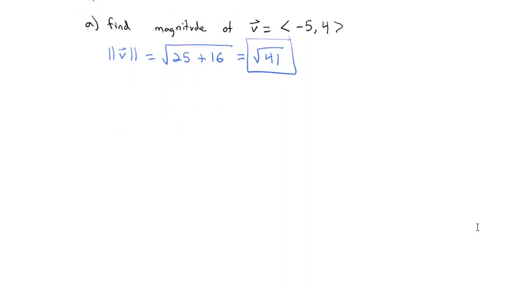Let's try one more example. Let's find the magnitude of, let's do the vector w, is equal to <4/5, 3/5>.